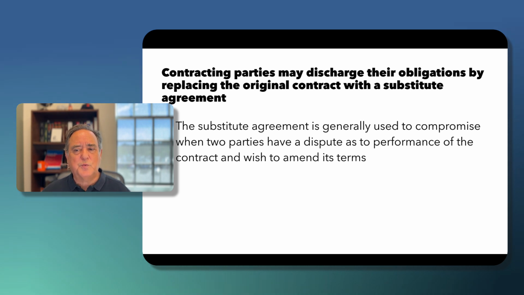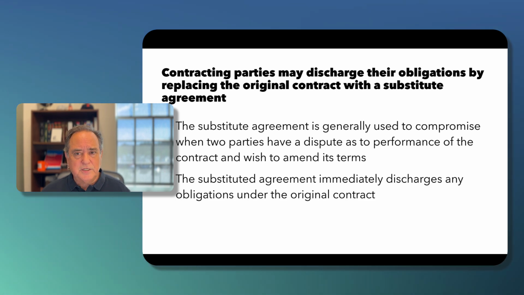Essentially, this happens when the parties have entered into a contract and there was some disagreement as to what the contract actually called for. The parties can agree to a substituted contract for the original contract, again, because of the doctrine of freedom of contract. And once they have executed that substitute agreement, the substituted agreement immediately discharges any obligations under the original contract.